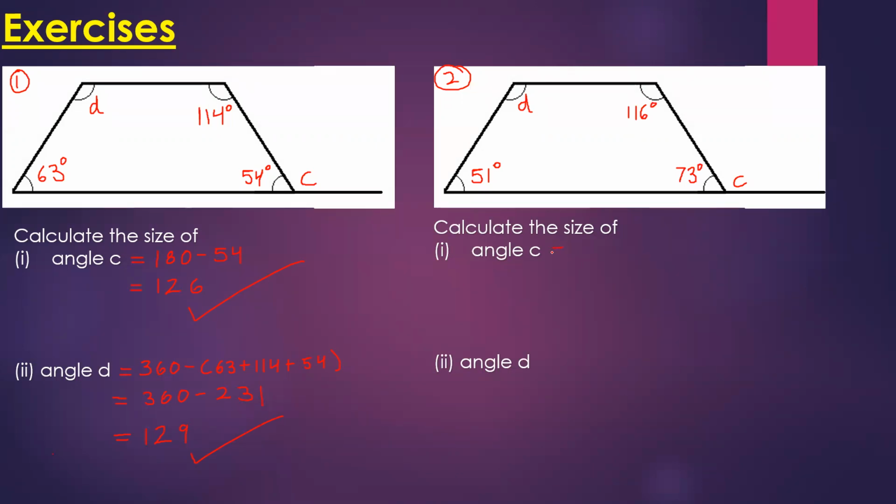All right, Lanai, help me with angle C, please. Okay, so you put 180 minus 73, which is equal to 107. So when we subtract 180 minus 73, we get 107. Did anyone else get 107? I did. Very good. That's good.